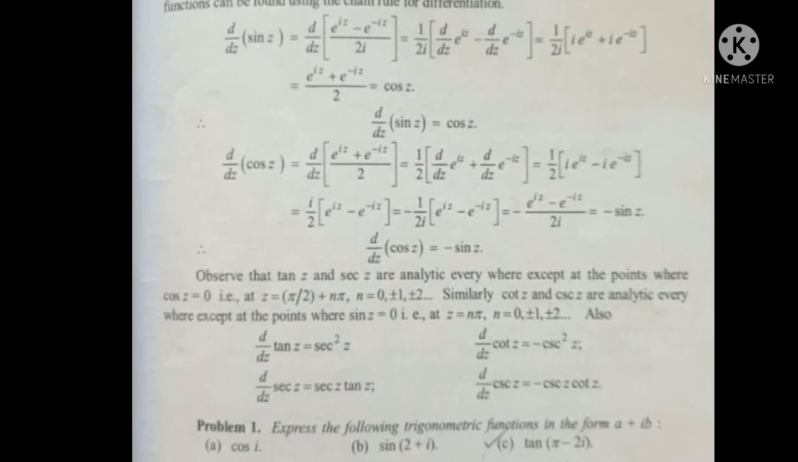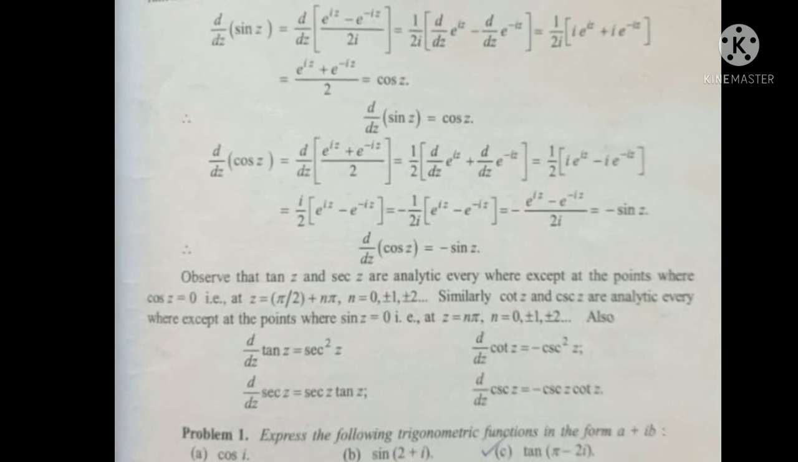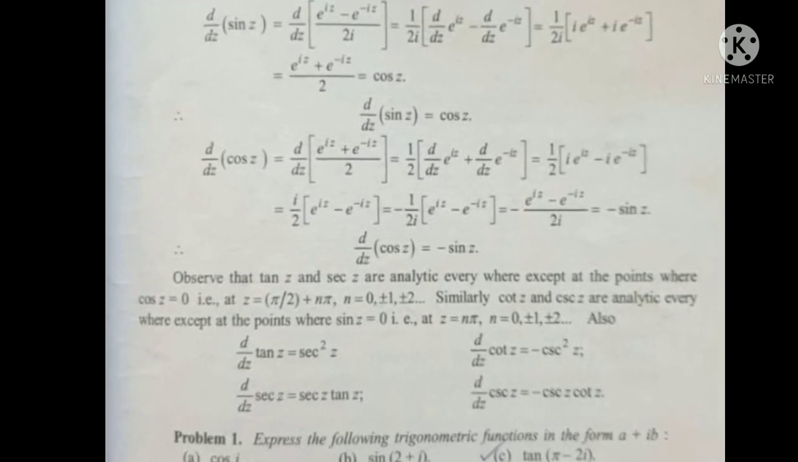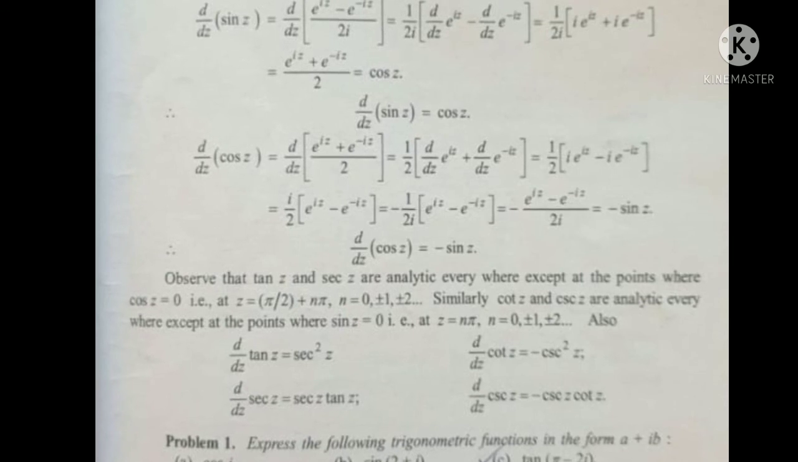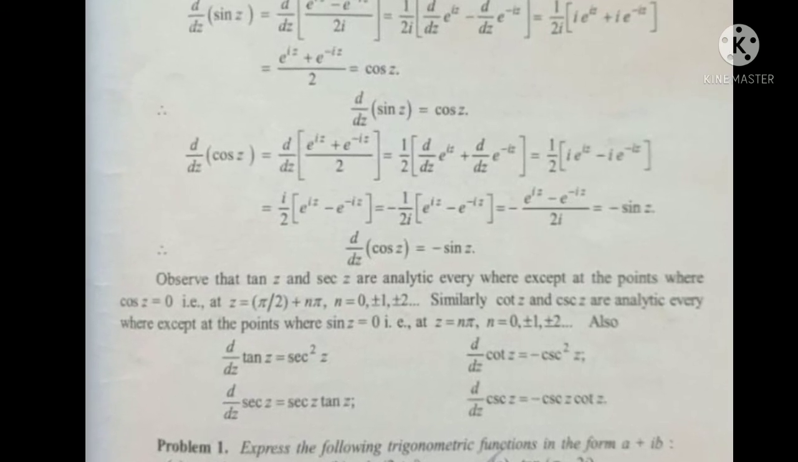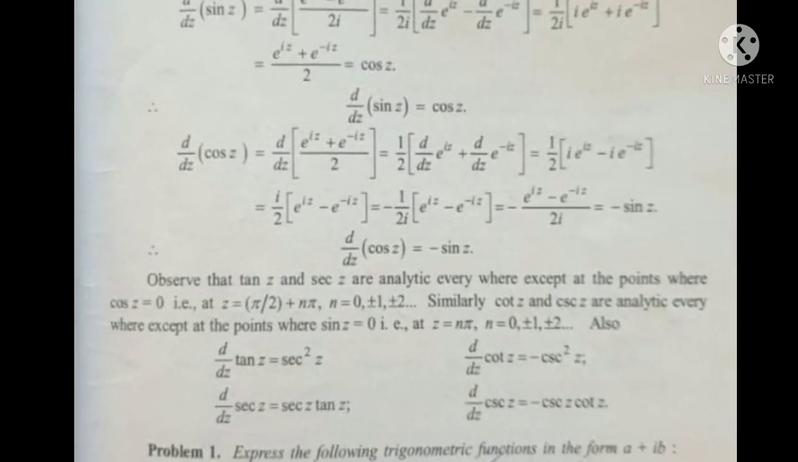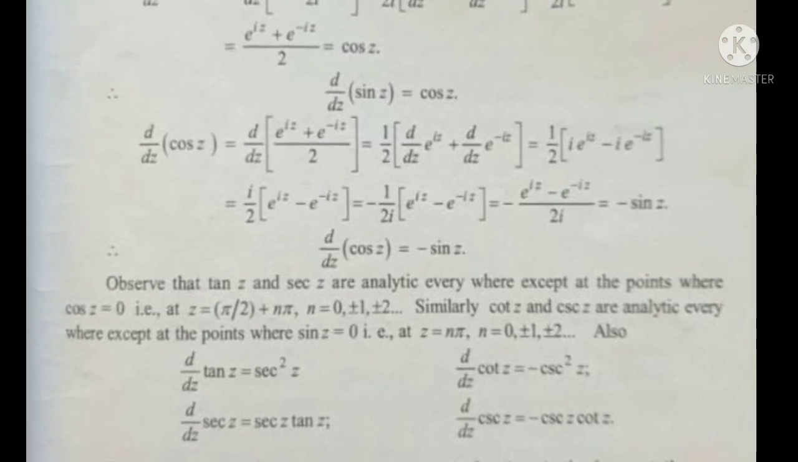So d by dz of tan z equals sec square z, d by dz of cot z equals minus cosec square z, d by dz of sec z equals sec z tan z, and d by dz of cosec z equals minus cosec z cot z. Thank you.